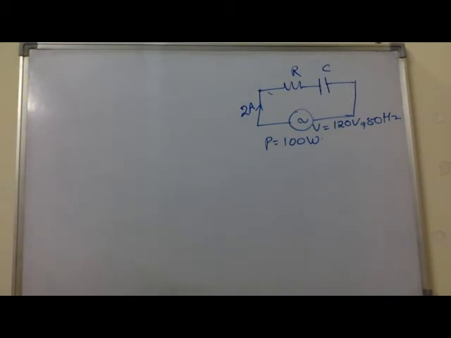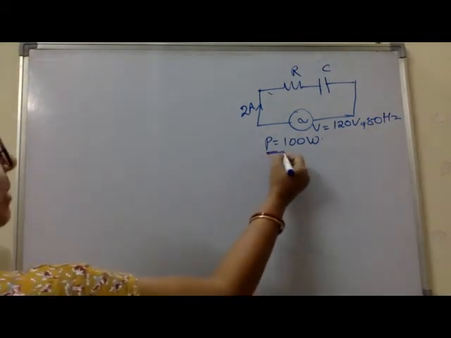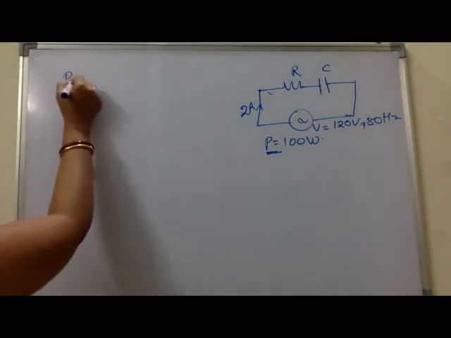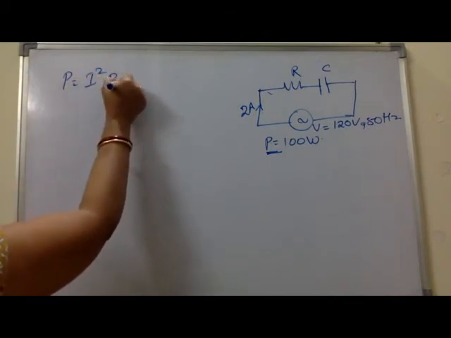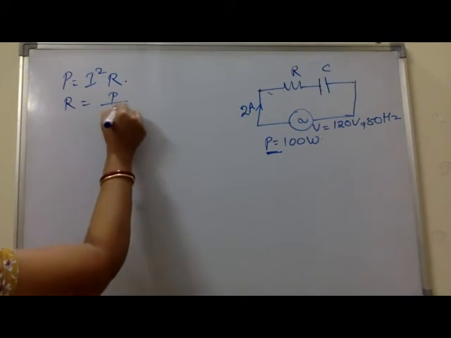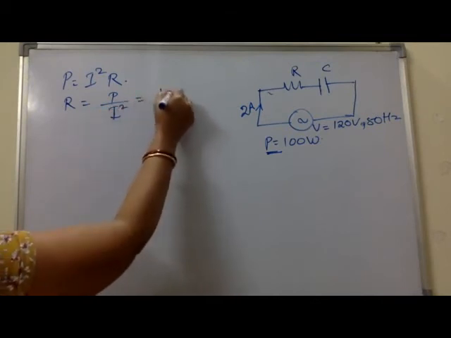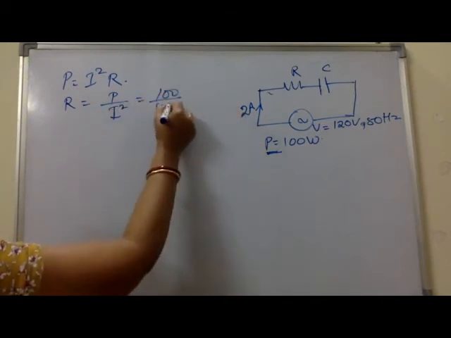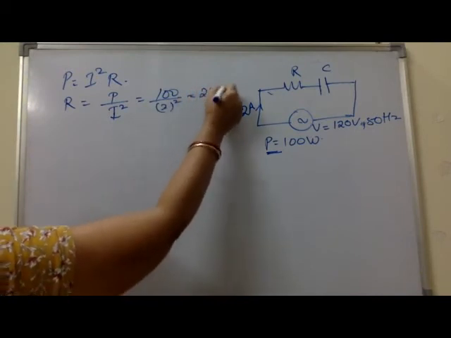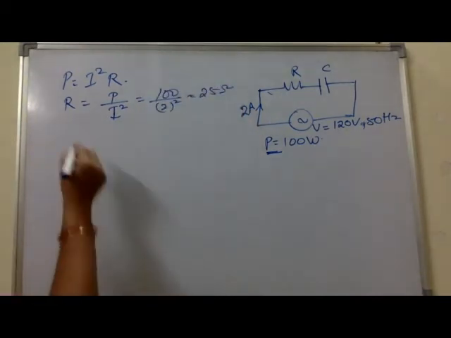When you have to calculate the circuit parameters, we know the power consumed, and the power consumed is only in the resistance of the circuit. Therefore, you can say that P is equal to I square R. Therefore, R will be equal to P by I square, that is 100 divided by 2 square, and this comes out to be 25 ohms.